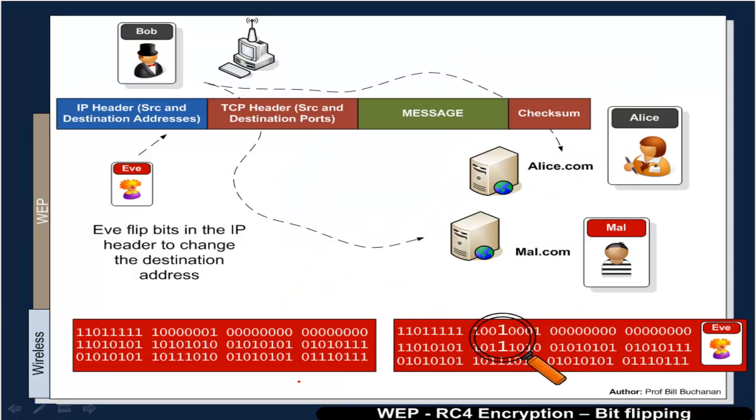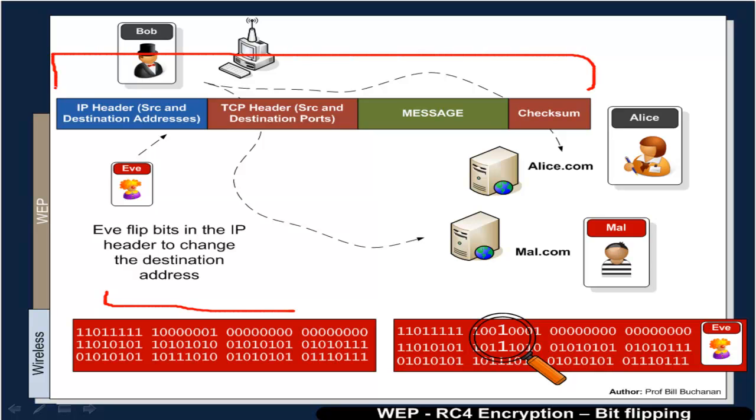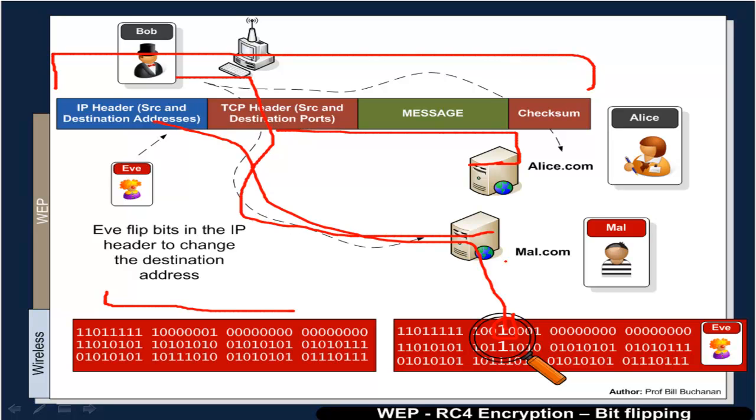It's possible because you can see IP and TCP headers, because the Ethernet frame doesn't change at all. It's possible for Eve to go into the IP header and decide to flip some bits in the IP address here, so that rather than going to alice.com, the data is sent to mal.com.